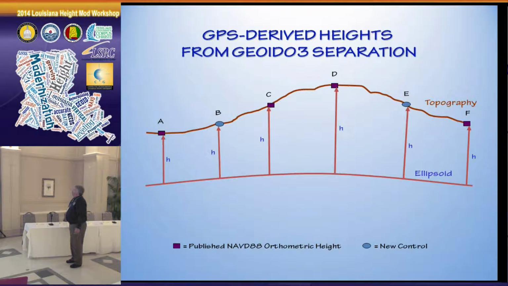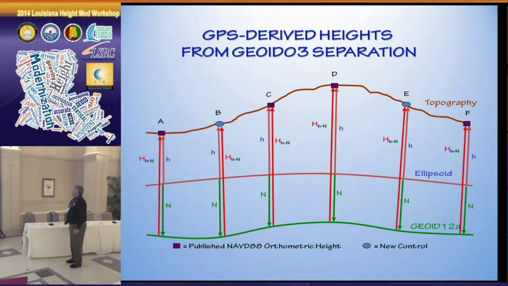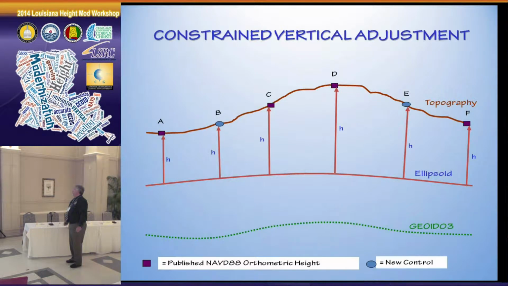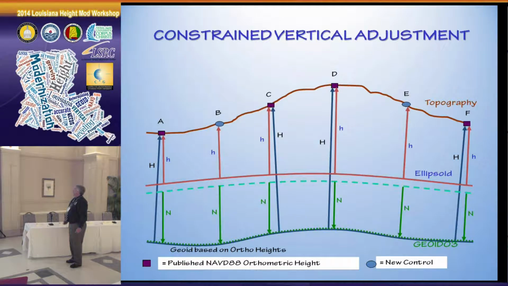Okay, so the theory is to constrain the marks in the ground, the published, new control, ellipsoid heights, the geoid separation, and you'll get a GPS-derived height. Hold the published elevations, hold the geoid separation, change the ellipsoid height.